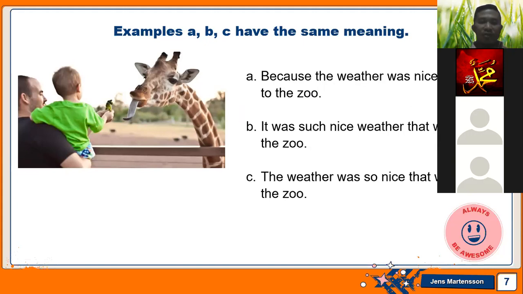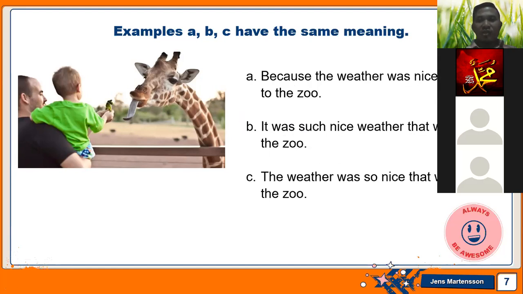If we try to explain this, how many sentences are there here? A, because the weather was nice, we went to the zoo. How many sentences? Two sentences, correct. The first sentence is called the cause, penyebab, and we went to the zoo is the effect. Jadi sebab akibat. And then B, it was such nice weather that we went to the zoo.